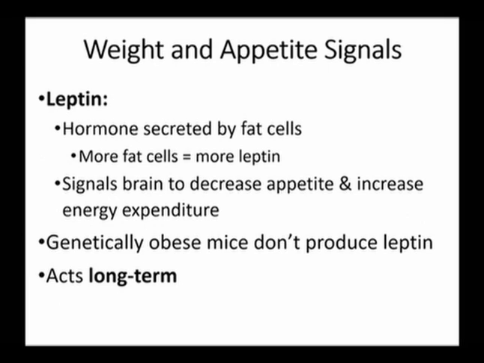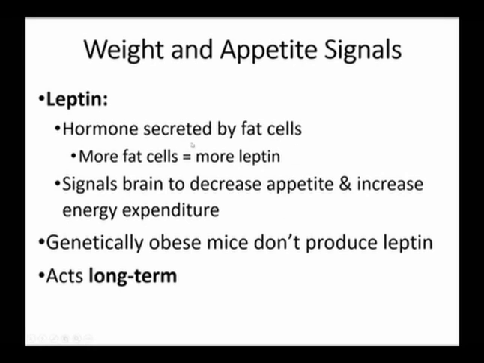So now we're going to start looking at, instead of starting and ending meals, which are our short-term signals, some of the longer-term signals. And so these are signals that are going to influence our weight and our appetite. And the first of these is called leptin. And leptin is a hormone specifically secreted by fat cells. And so the more fat cells that you have in your body, the more leptin is going to be circulating within your bloodstream.